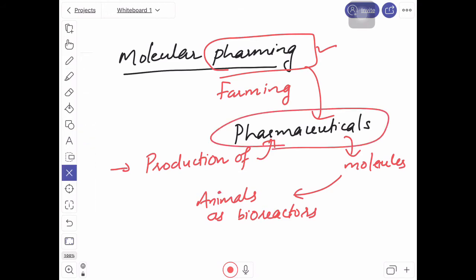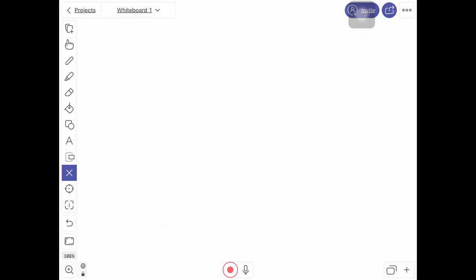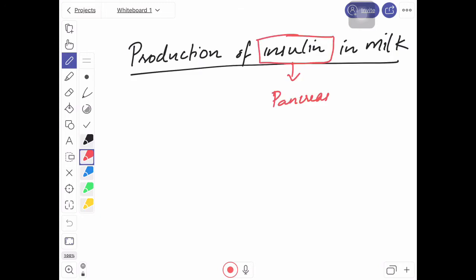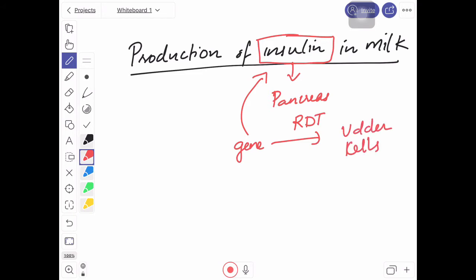A very innovative concept is given in your textbook, that is production of insulin in milk. Insulin is produced in the pancreas. Now the gene which is responsible for insulin is, through recombinant DNA technology, expressed in the udder cells of a cow or any milk producing organism, and thereby we can get insulin produced in the milk.